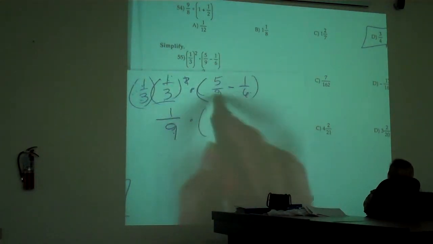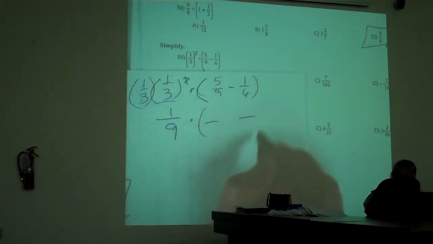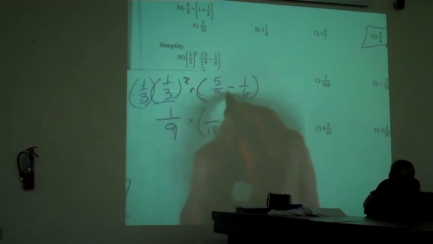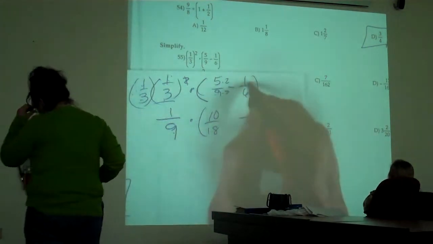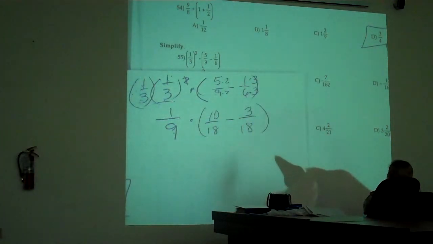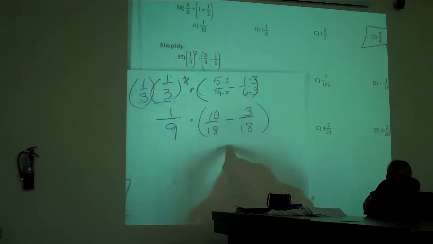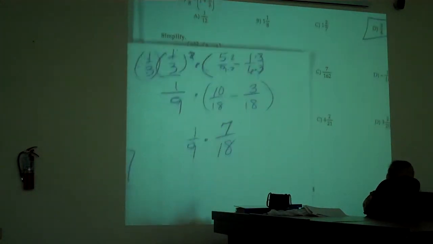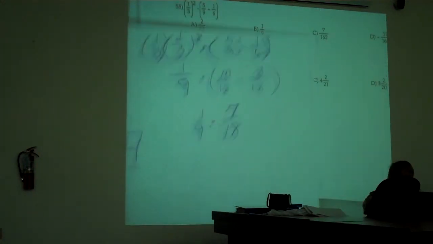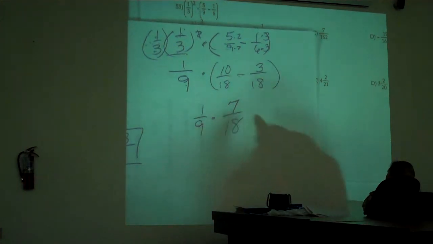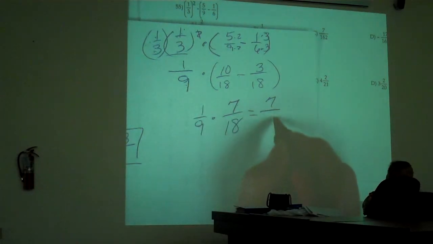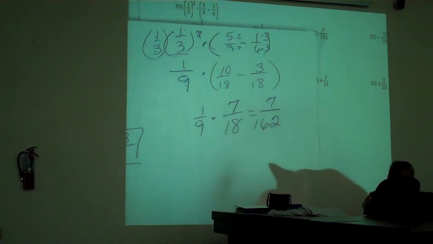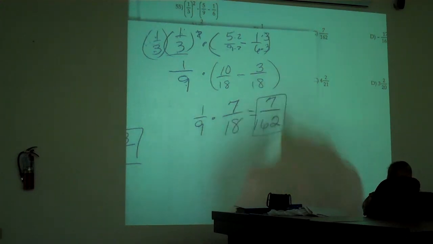Okay, we need a common denominator, don't we? Which would be 18. That's times 2, 10 times 3. 10 minus 3, 7/18. Times 1/9. And you don't need a common denominator for that. No, and we can't cancel either, can we? No. 1 times 7, 7. 162. 7 over 162.